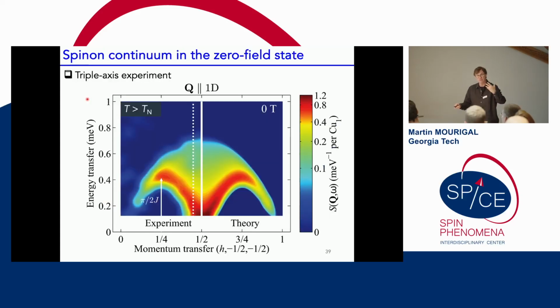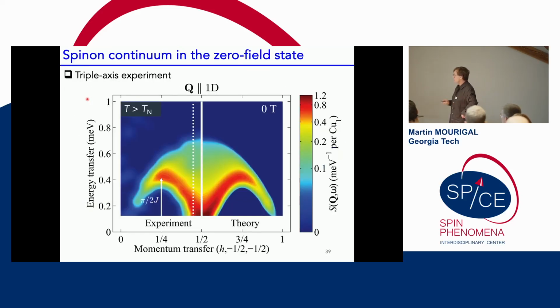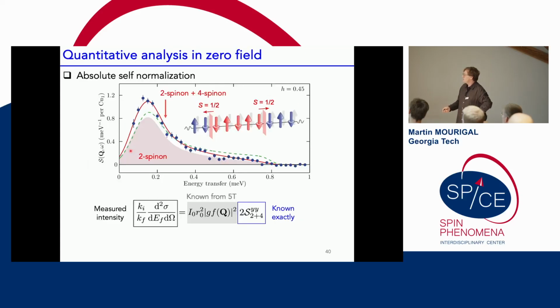And that can be very useful to understand different types of physics. Okay? So keep that in mind. Now what I'm showing next is releasing the magnetic field. So now we are above T_N, and of course the spectrum changes drastically. This is the celebrated spinon continuum.